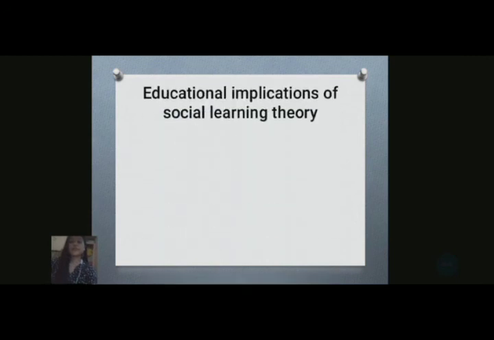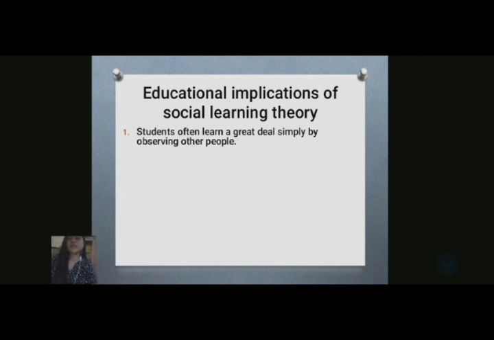Educational implications of social learning theory. First, students often learn a great deal simply by observing other people. So through observing, students could learn. Even if you have not done it or experienced it yourself, through observation or through the experiences of others that you see or you observe, you can still learn from it.